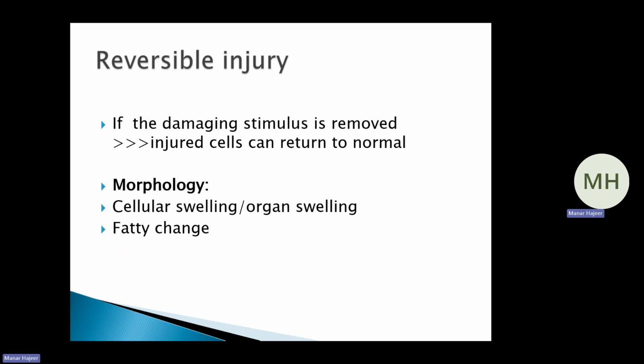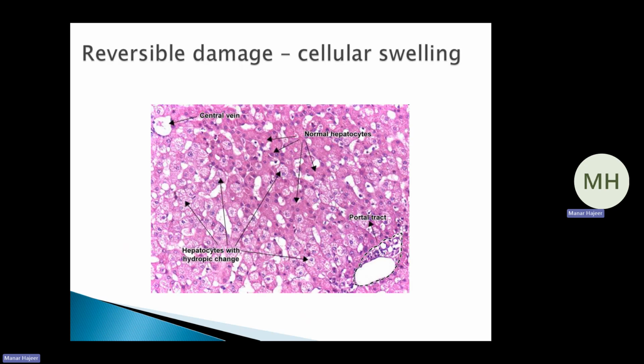The main morphologic changes in reversible injury are cellular swelling, as you see in the previous slide. The cell is swollen, and this will be also reflected by organ swelling. The second morphologic change is the fatty change. So these are the most important morphologic changes in reversible injury.